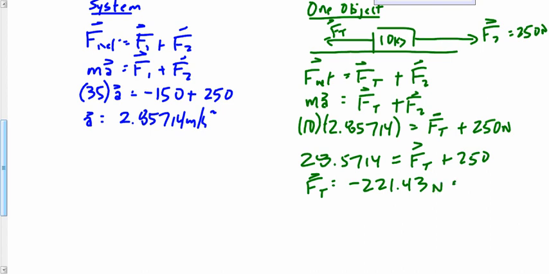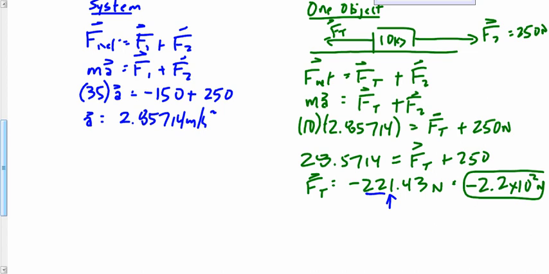Where are we going to round that to? How many digits? 2 digits. So that's going to be negative 2 point, let's see, 2 digits. The third digit is a 1, so that second digit is going to round down. 2.2 times 10 to the 2 newtons.